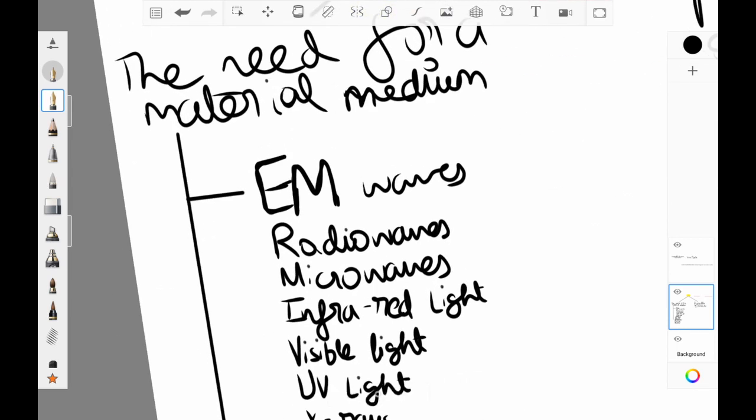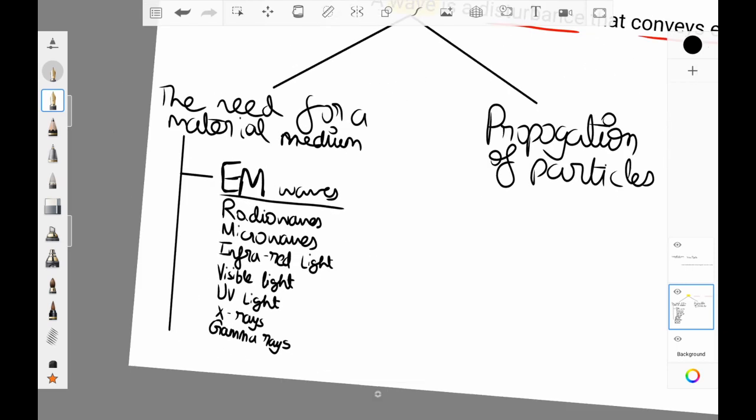We have electromagnetic waves, also known as EM waves. Now, EM waves are waves that don't necessarily require a material medium. The key word here being necessarily. So yes, EM waves can convey energy via water or via air, but they don't really need the water or air, which is why EM waves can travel in a vacuum.